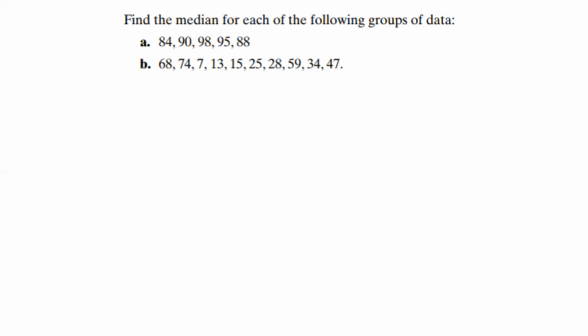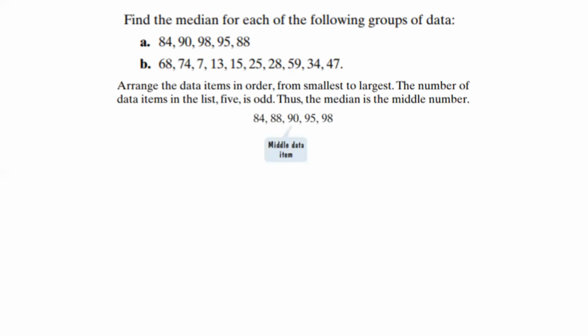But once you're beyond that, you generally either just look at the middle and say that's what it is, or you have a case like B, which we'll talk about shortly. So exactly what I was talking about in case A. If I take those pieces of data and arrange them from smallest to largest, I would get this list right here, and the middle data item is 90. Cool.